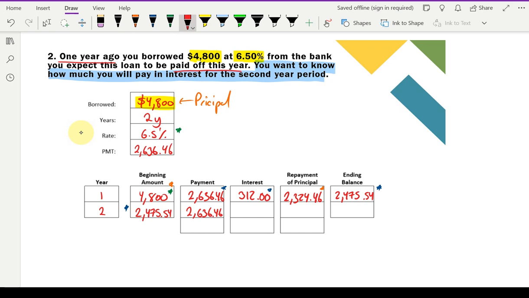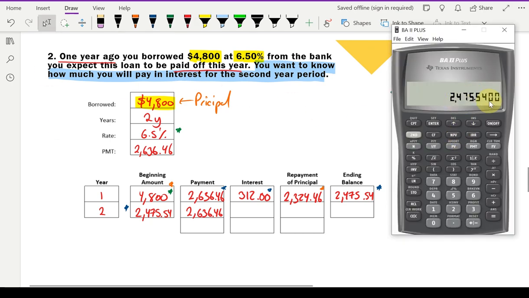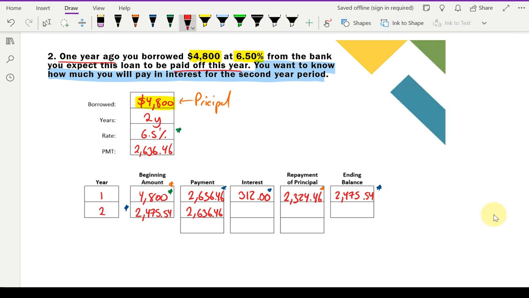Now, what is the interest going to be? The interest is going to be that $2,475.54 times the rate. This is our interest rate, right? So when we pay interest, we pay it on the beginning balance amount. So times 0.065, that gives us $160.91.